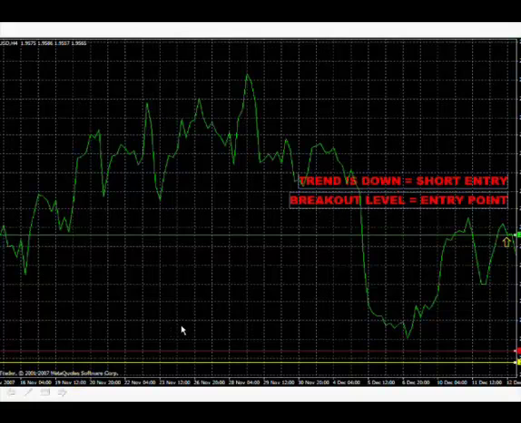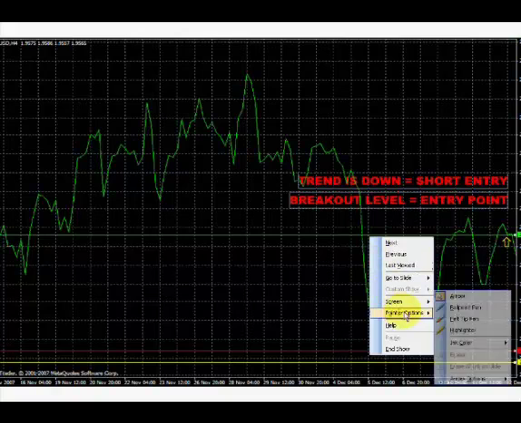So now let's talk about entry. Once we know we're in a downtrend and we have a breakout below support, now we know we want to go short. But where do we want to go short? See, because a buy or sell signal, a trade signal, is not the same as an entry signal. So let's talk a little bit about entry signals.